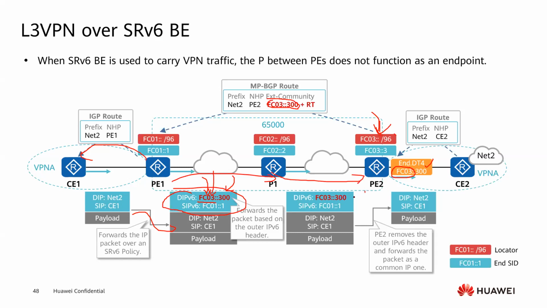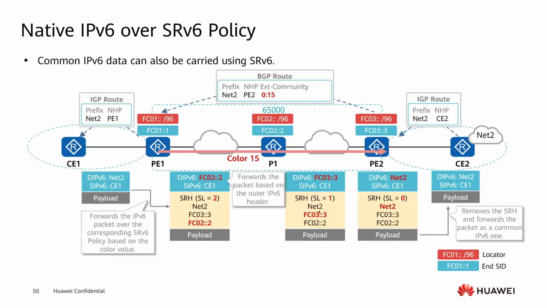And PE2 receives it, the destination is FC03::300. The PE2 knows this packet belongs to a certain VPN, let's say VPN 1. And then going to VPN 1, checking how to get to network 2, and it will send into CE2. So this is layer 3 VPN over SRv6 BE. And also let's look at the native IPv6 over SRv6 policy. They are very similar. Okay.